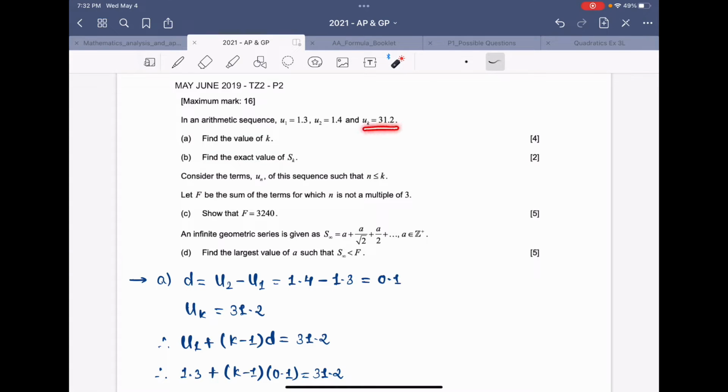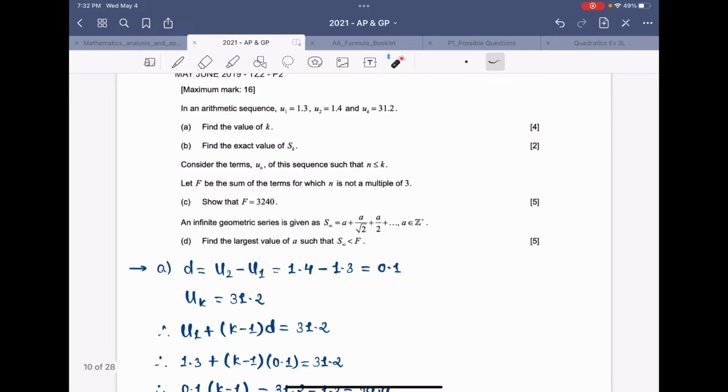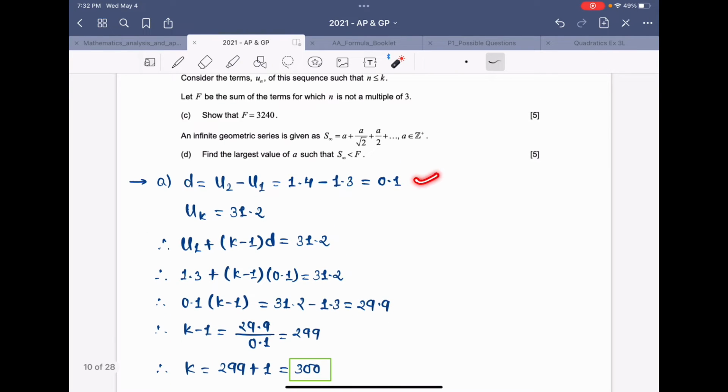Also, they have given UK is equal to 31.2 and they are asking to find the value of K. That means we know the kth term in this sequence is 31.2, but we want to know which term number it is. So I'm using the same condition, UK is equal to 31.2. As it is the nth term formula, I'm using U1 plus n minus 1 times d. N is basically K. K minus 1 times d is equal to 31.2. U1 is given as 1.3. The difference we already found is 0.1. So 1.3 plus K minus 1 into 0.1 is equal to 31.2.